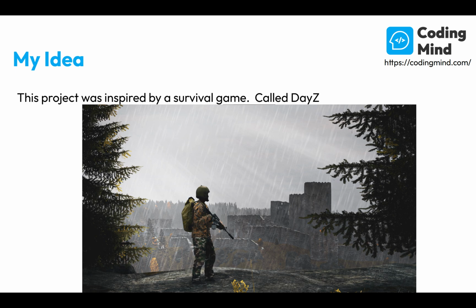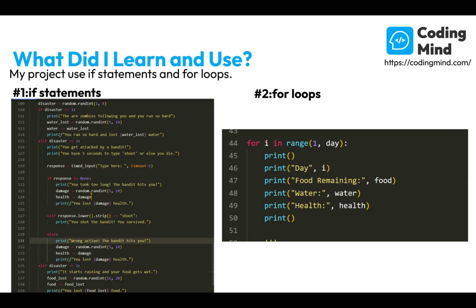It's on PC. What did I learn and use? My project used if statements and for loops. Number one is if statements. As you can see in my code, it says if this happens, and I can input stuff like this. You have 5 seconds to shoot the bandit, or else you basically get killed by the bandit.